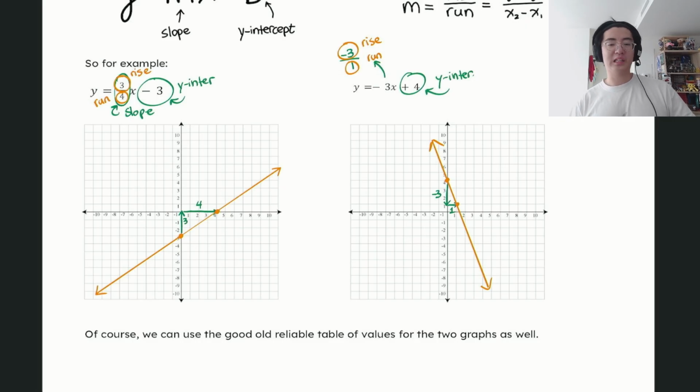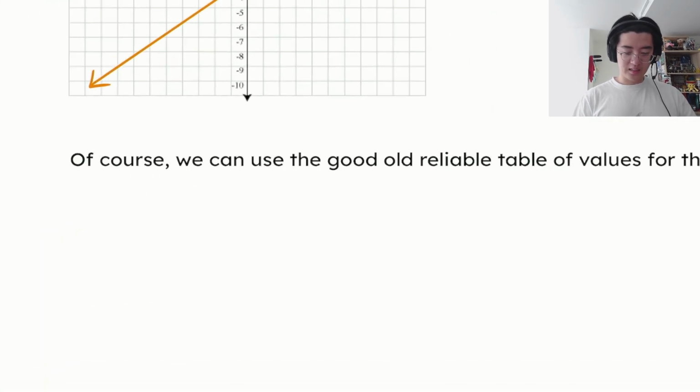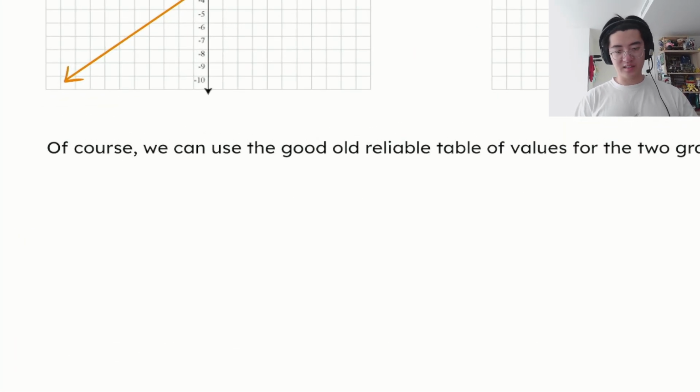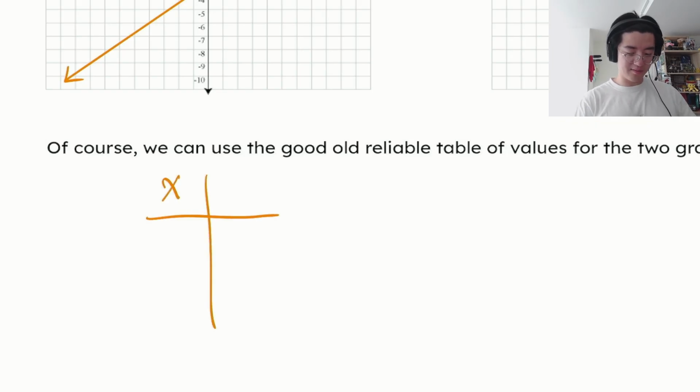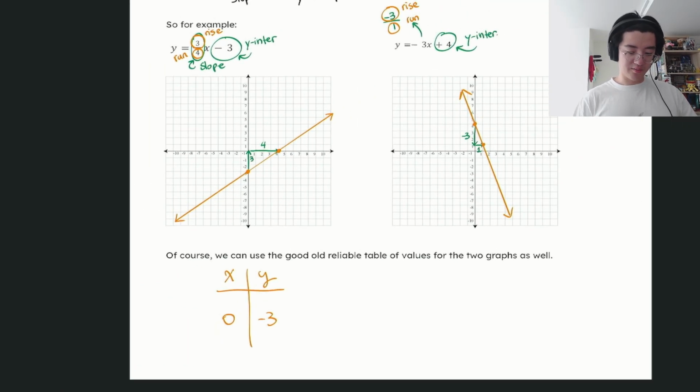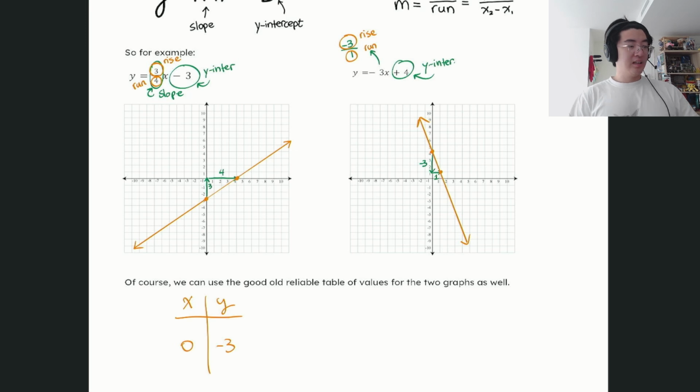But we can also use the table of values. Generally with table of values, you only need 2 numbers, but we can do 3 just to be safe. So we always start at x equals to 0. That's our y-intercept, which is -3 for the first one.